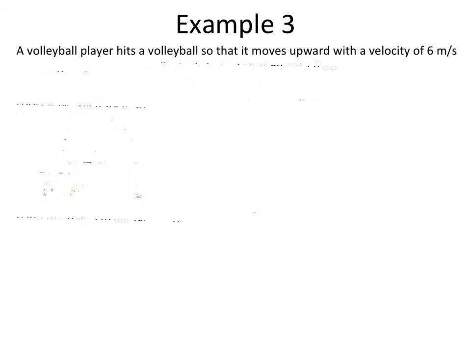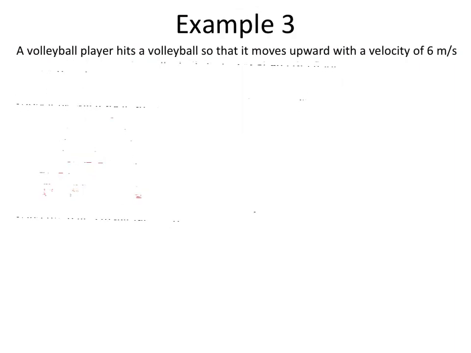Let's write what else we know. We know our initial velocity is 6 meters per second, straight upwards. And we know the acceleration, that should be stuck in your heads by now. That's negative 9.81 meters per second squared. So what do we need to solve for? We need to solve for the time. How much time does it take for the ball to go up and then come back down?